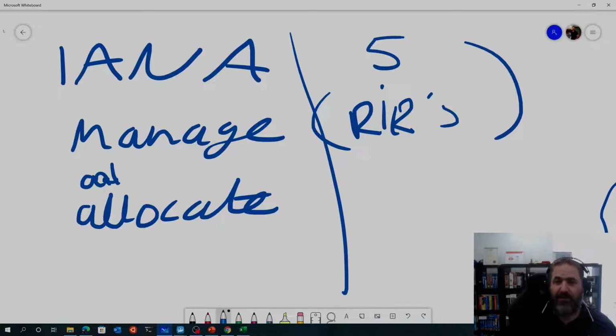So with these RIRs, in Australia, we use the Asia Pacific NIC. They get a block from IANA, and then they give it to local providers, like in Australia, Telstra and Optus will ask for IP address blocks. Now they've all run out, so you can't go and get one now, but you can get some IP version 6 addresses if you want.